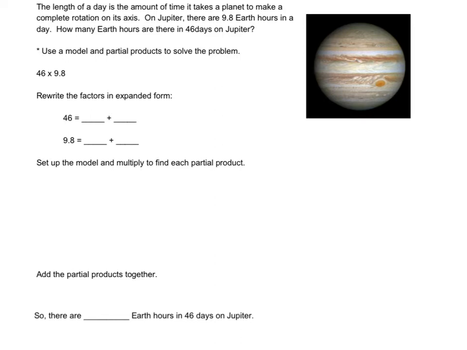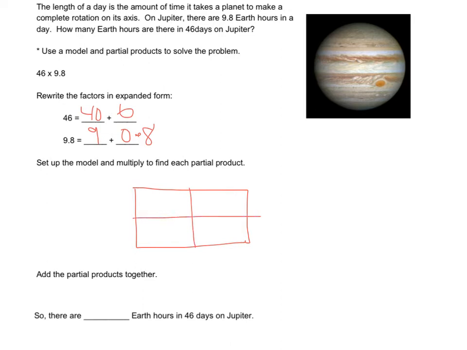Our first step is to rewrite the factors in expanded form. 46 is going to become 40 and 6. 9 8/10 is going to become 9 and 8/10, like that. Next, we're going to set up a model to multiply. We're going to use a box model. You might have done this before with different whole numbers. We're going to do it today with decimals. On the side, I'm going to put my 40 and 6. And then across the top, I'm going to put my 9 and my 8/10.